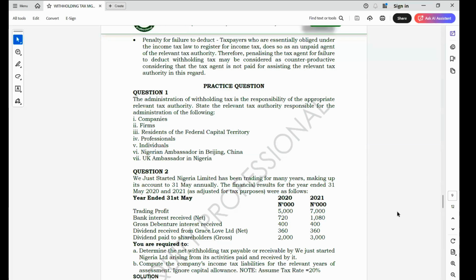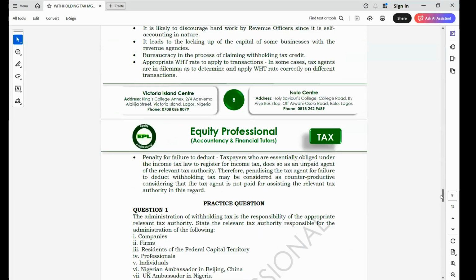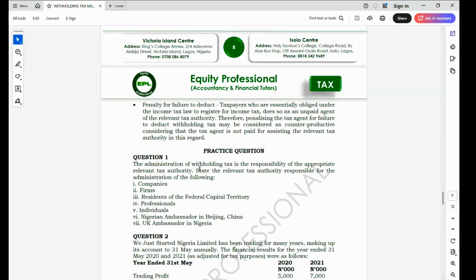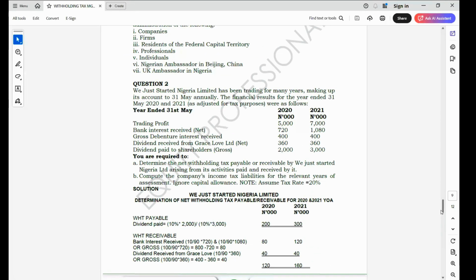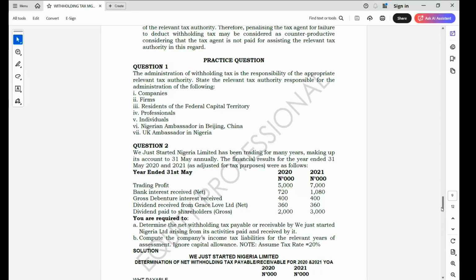So we are going to go to the questions. We have some questions in the material which we are going to look at. We have the first practice question on the page. I hope you can all see my screen. Hello, can you see my screen?